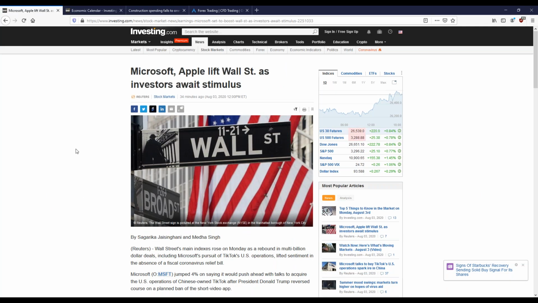First headline you see, it's the big driving story today: Microsoft and Apple lift Wall Street. For different reasons, but they both have lifted Wall Street up. And you know how that goes.